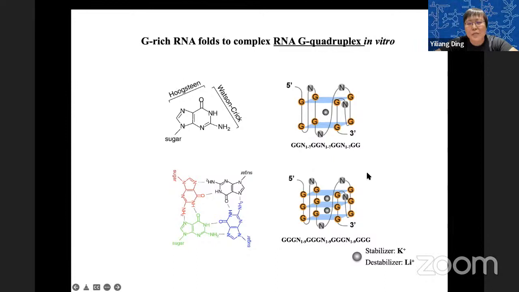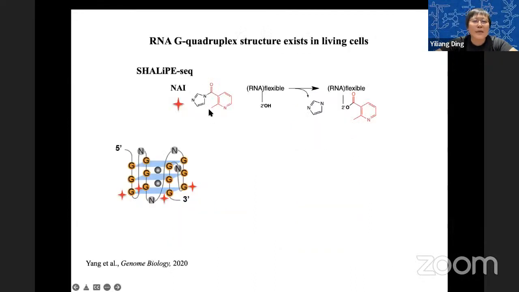Over the past 30 years, people didn't know whether or not the structure really forms inside a living cell. So in my group, we developed a new method called SHALiPE-Seq, which uses the preferential modification of NAI on the folded G-quadruplex to determine the folding status of G-quadruplex in living cells. When the G-quadruplex is folded, the 2' hydroxyl group of the G in every last G stretch repeat is more exposed outside. This 2' hydroxyl group of the G will tend to be preferentially modified by NAI. So because of this preferential NAI modification on the folded G-quadruplex, we can estimate whether or not the G-quadruplex is folded in vivo.